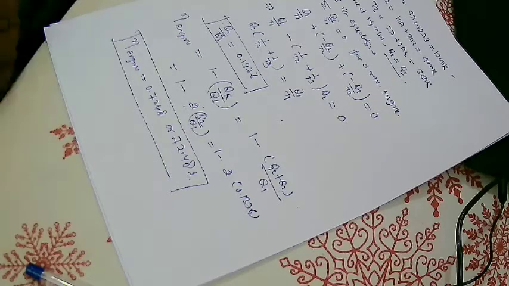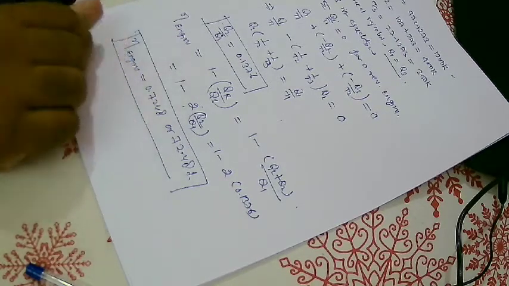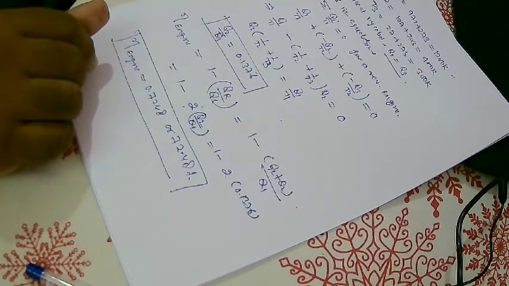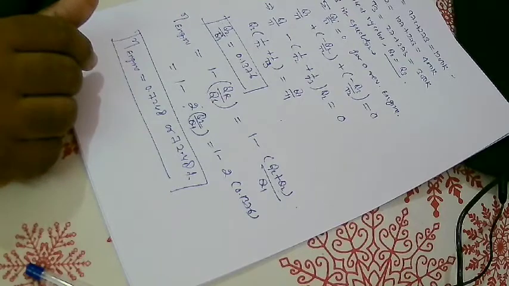So in the next class I am going to start the next chapter, that is called entropy. So entropy is the outcome of the second law of thermodynamics, that we will discuss in the next class.